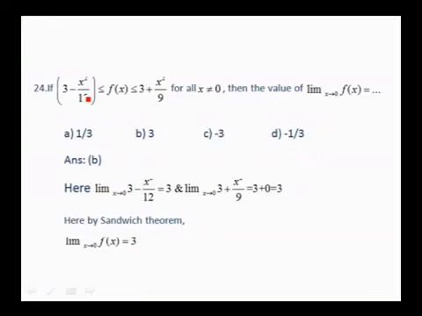See, you have got a special problem here. 3 - x²/12 less than or equal to fx less than or equal to 3 + x²/9 for all x not equal to 0. Then the value of limit of fx as x tends to 0 is equal to.